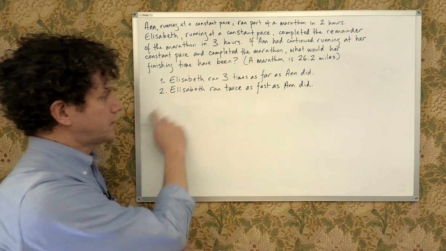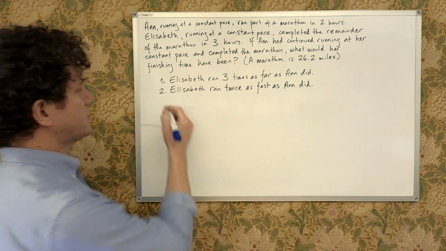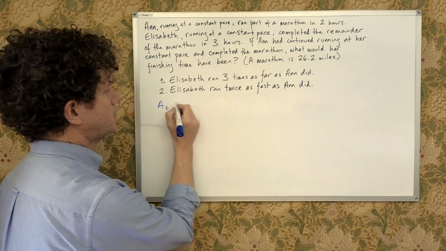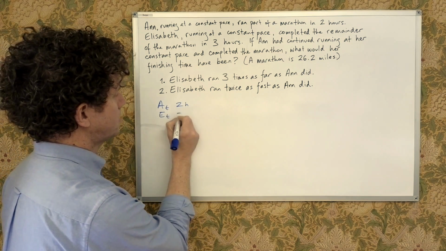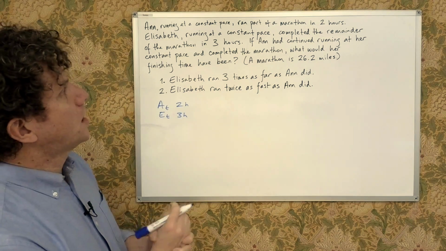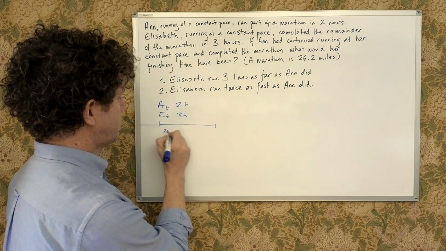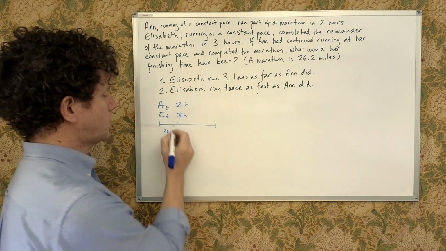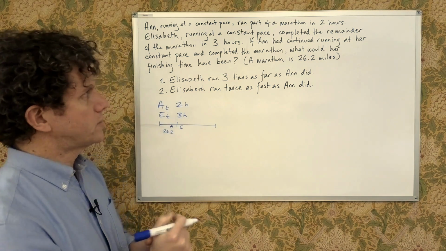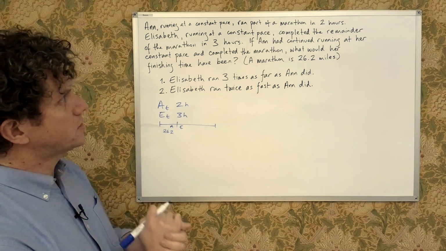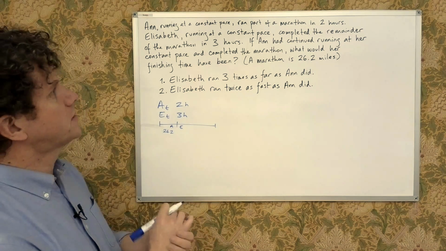I want to gather my given information, and we're actually told a lot of things. Anne's time is 2 hours. Elizabeth's time is 3 hours. And I might just draw myself a little picture. There's the whole marathon, and at some point, Anne stopped and Elizabeth started, just to represent that to myself, to make sure I've got a grasp of the situation. That's about all we have, all this constant pace, fine, thank you.